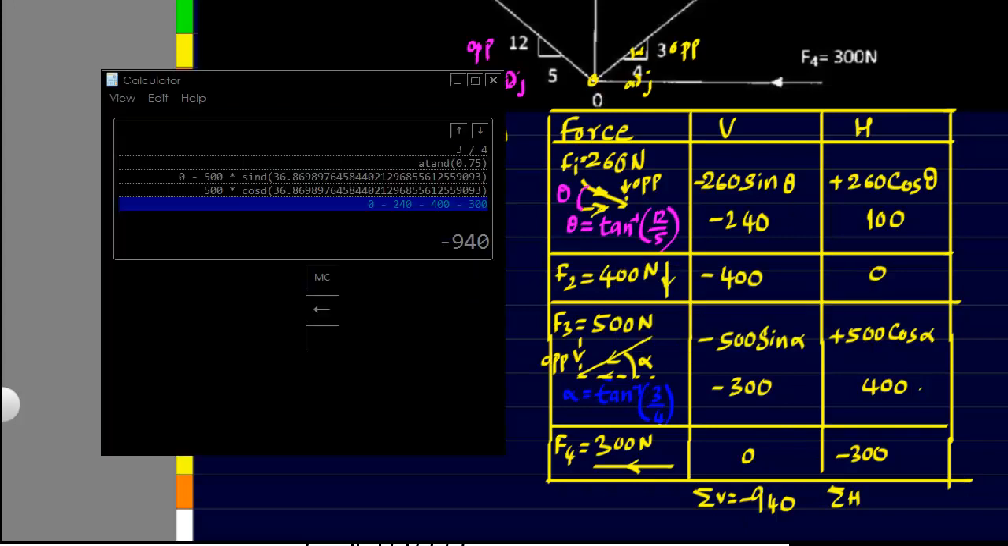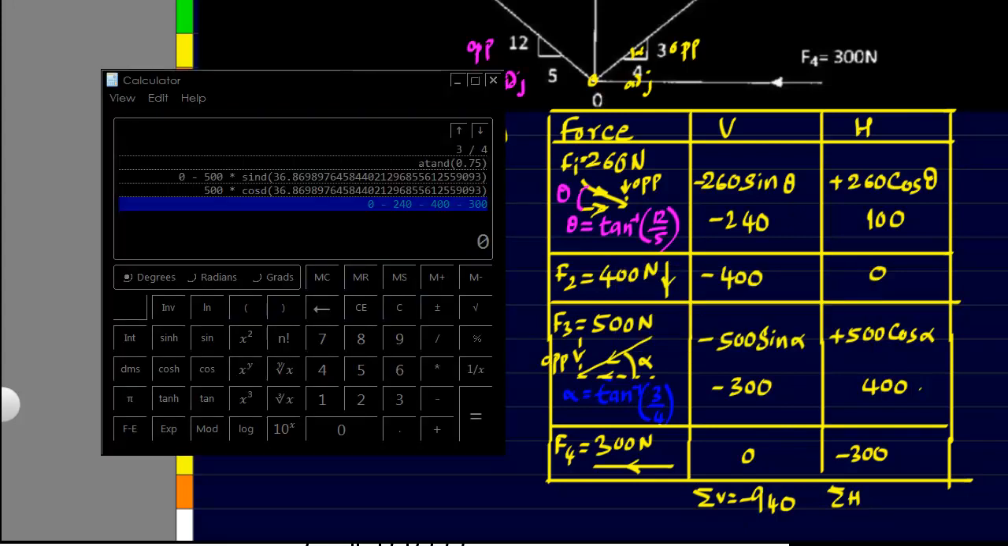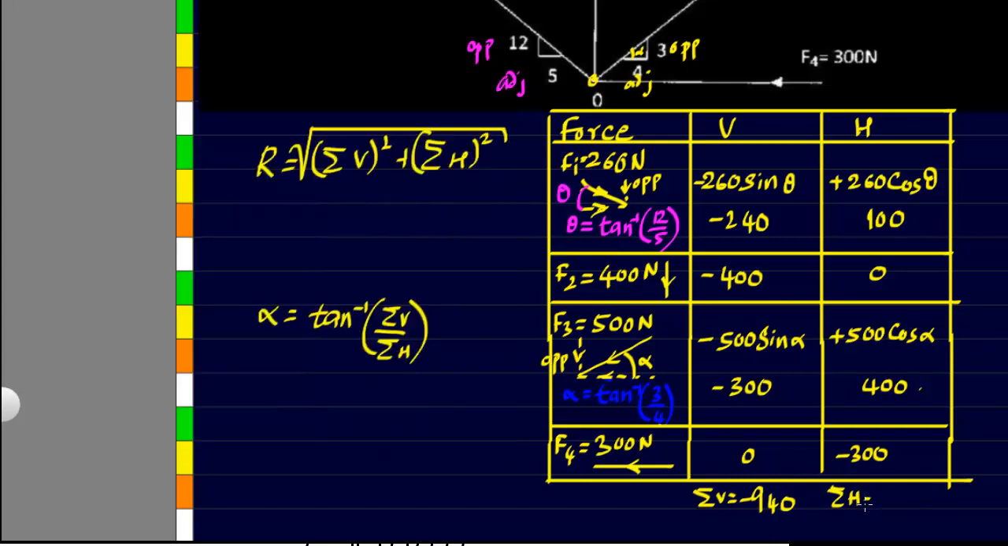Next, we'll have to find the sum of all the horizontal components. So first we have 100, then 0, we can neglect it, plus 400, minus 300. So the total gives us 200. So this comes out to be 200.